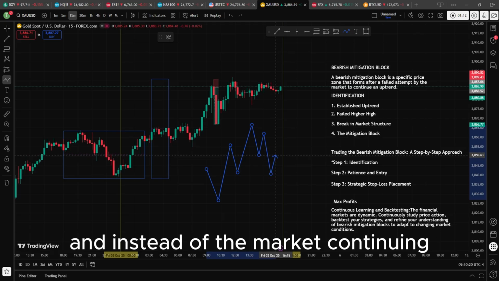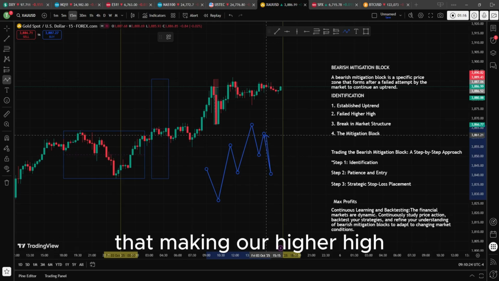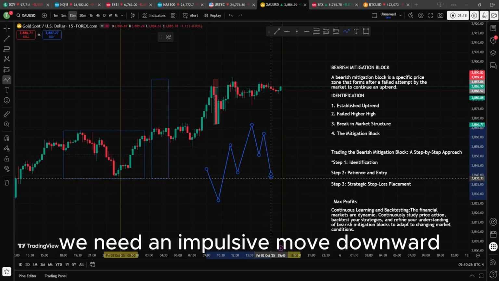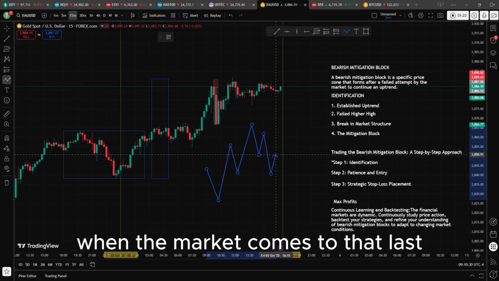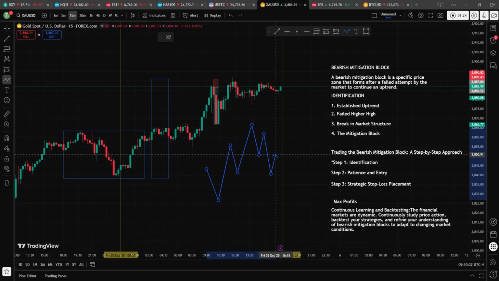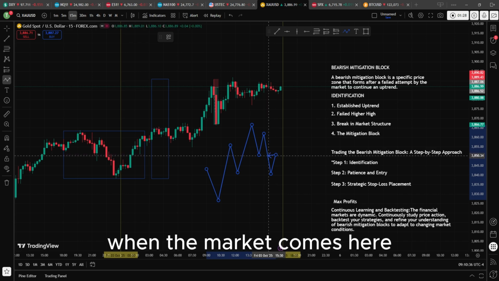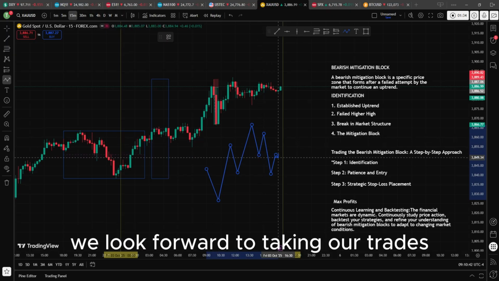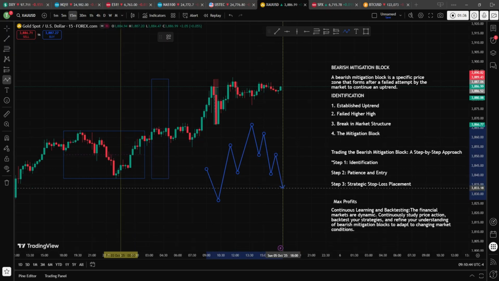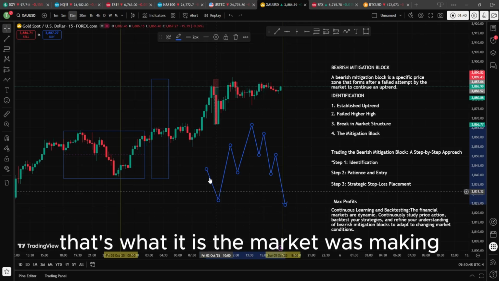Instead of the market continuing higher, making a higher high, you need an impulsive move downward. And then you wait for the moment when the market comes back to that last block here, the block that failed to make the higher high. When the market comes here, we look forward to taking our trades. We need to look for it to go down. That's what it is.